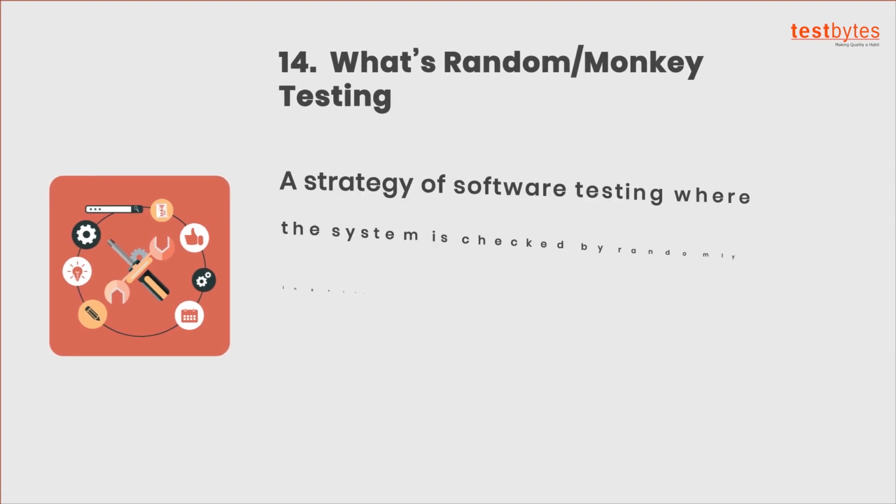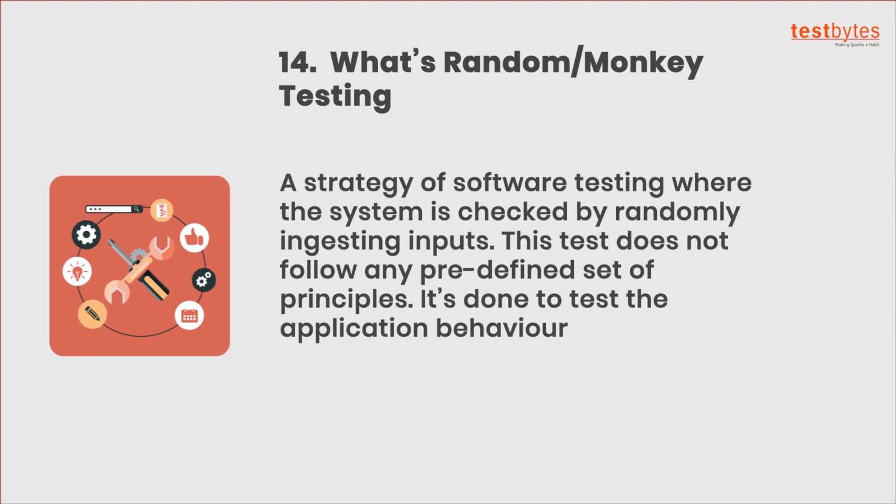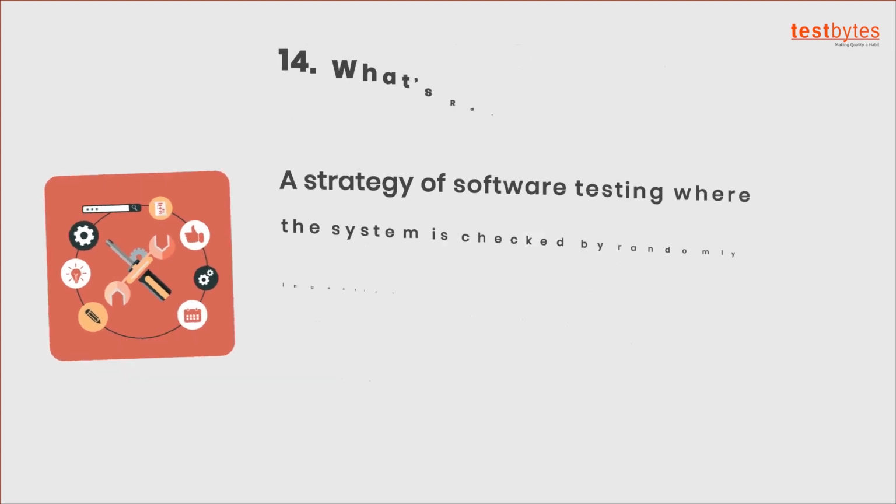Number 14. Clarify random and monkey testing. A strategy of software testing where the system is checked by randomly feeding inputs. This test does not follow any predefined set of principles. It's done to test the application behavior.